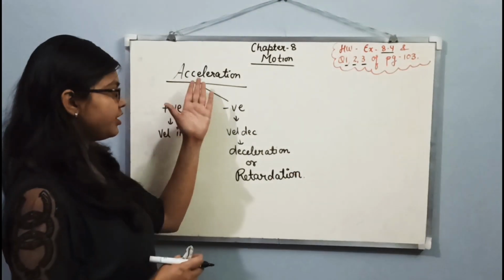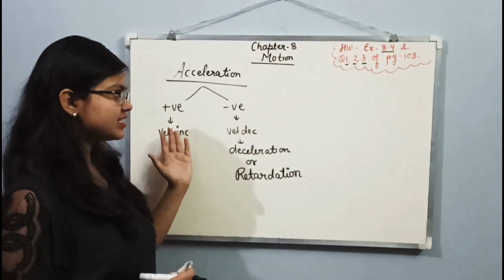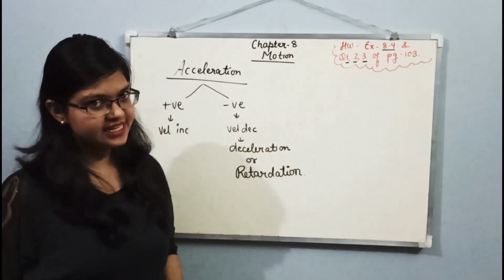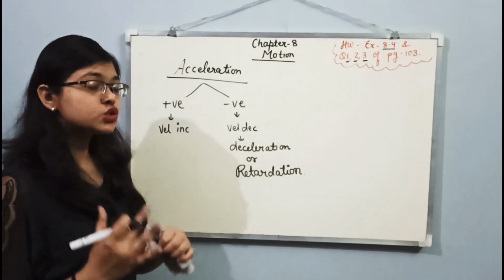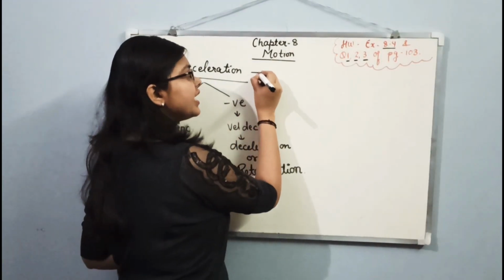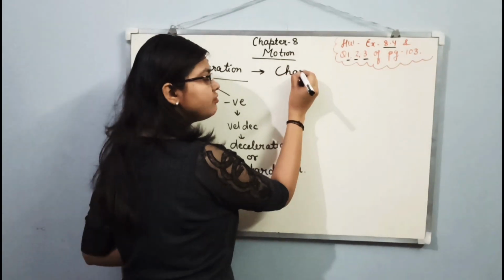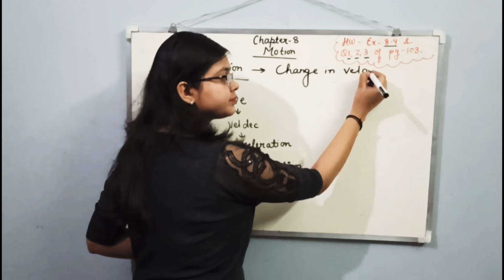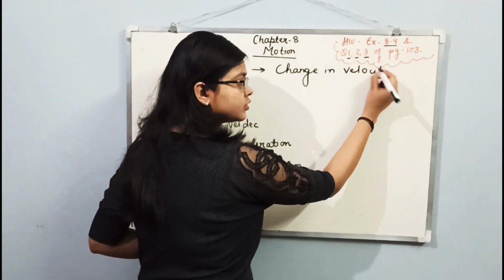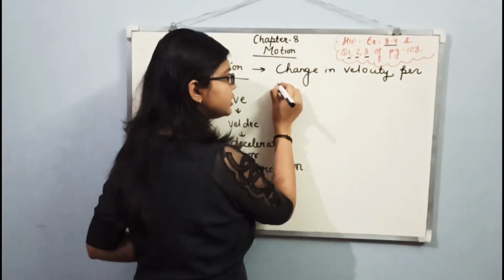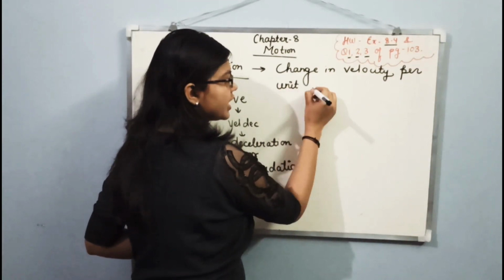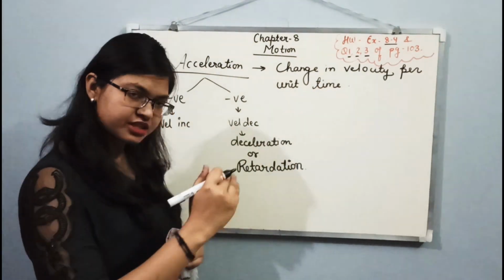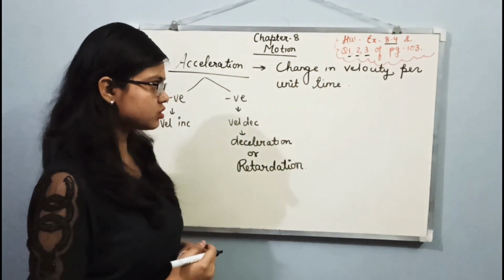So students, we have two types of acceleration, positive acceleration and negative acceleration, and negative acceleration is also known as deceleration or retardation. So in short, what is acceleration? Acceleration is change in velocity per unit time. That change in velocity can be increasing velocity or it can be decreasing velocity.